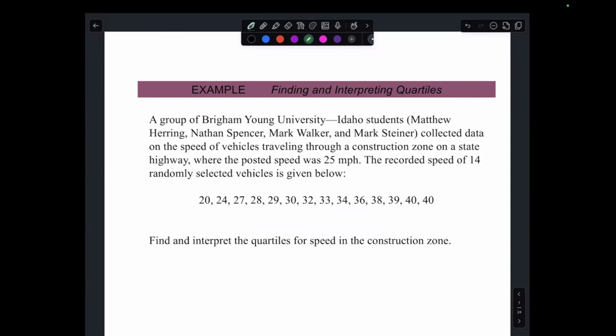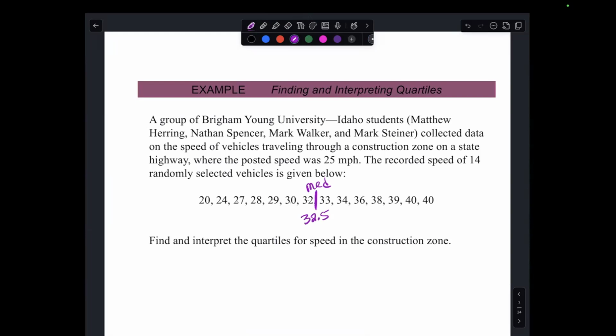Okay, so there are 14 vehicles. My median is going to be smack dab in the middle, between the 7th and 8th values. So my median is going to be right here, smack dab in between. My median is 32.5. That one was real easy. I didn't have to add those together and divide by 2 because it was just easy. Smack dab between 32 and 33 is 32.5.